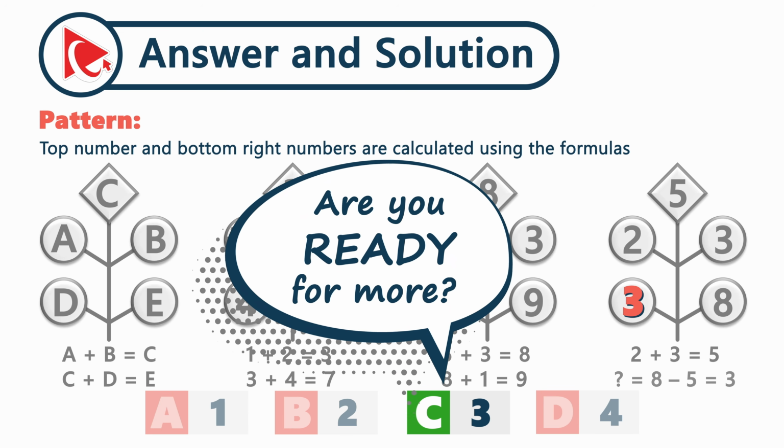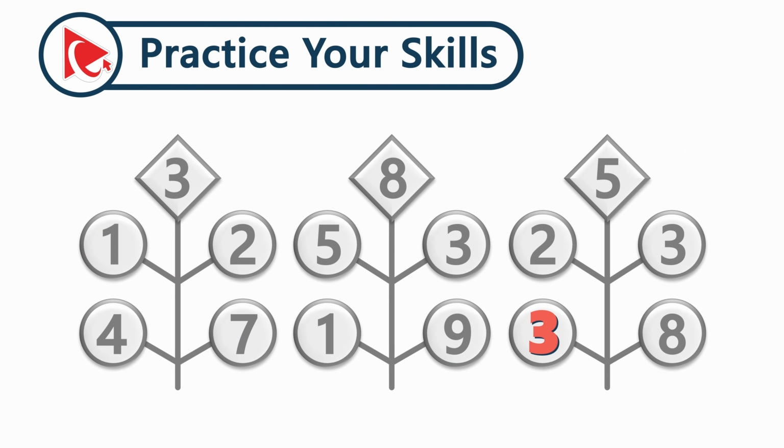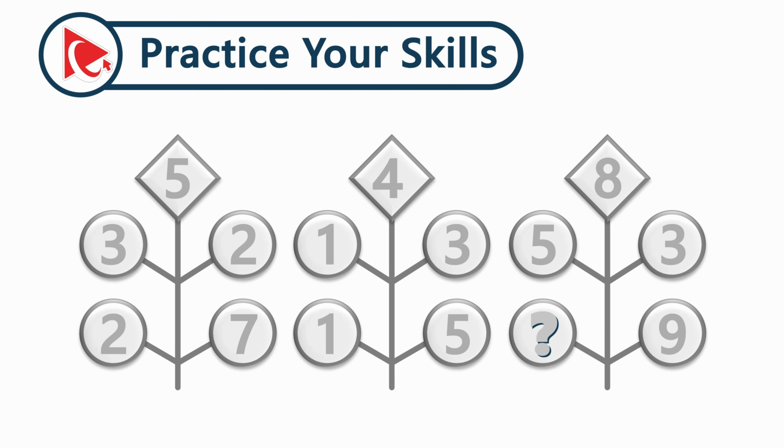Are you ready for more? Here's the question for you to practice. You're presented with amazingly cool looking tree-like shapes. The first shape has numbers 7, 2, 5, 3, and 2. The second shape has numbers 5, 3, 4, 1, and 1. And then the third shape has numbers 9, 3, 8, 5. And then comes the missing number, which you need to calculate and select out of 4 possible choices.